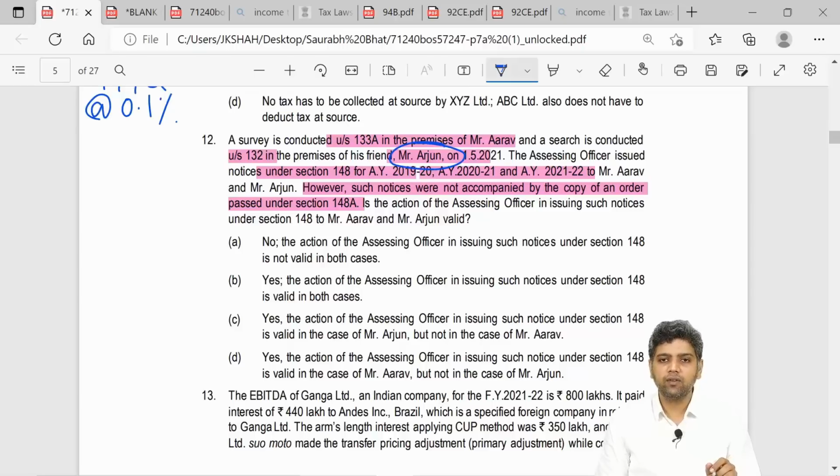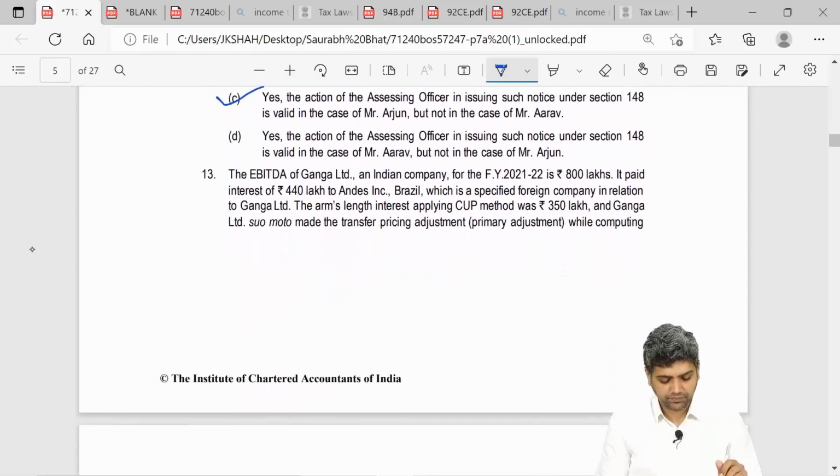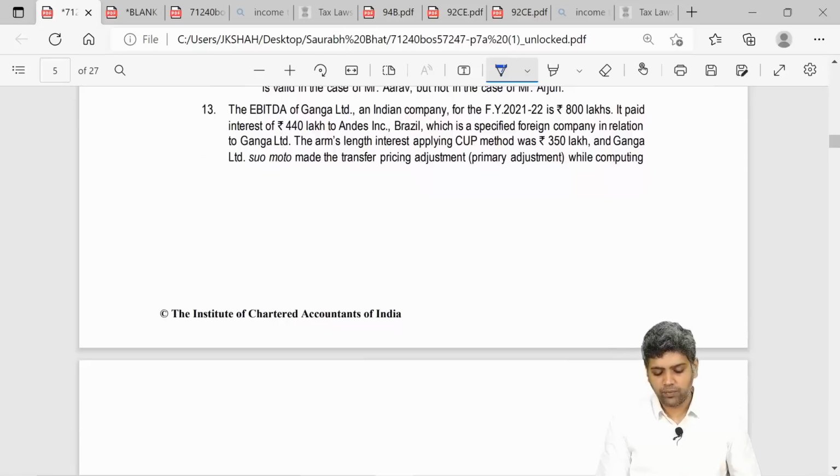However, in the case of that other person Mr. Arav, only a survey was conducted. So post survey the officer is required to follow the procedure of 148A. The officer has not done that, so that action would be invalid. So the answer should be C, that is, action in case of Arjun is valid because search was conducted, so 148A is not required. But in case of Arav, 148A was required, it's not done, so the procedure is invalid.